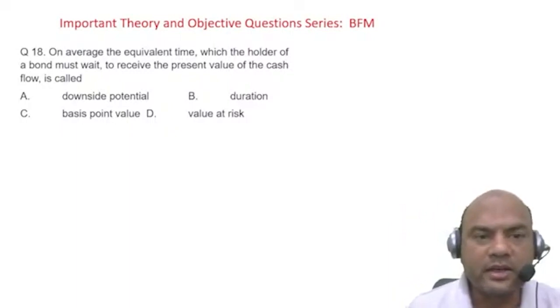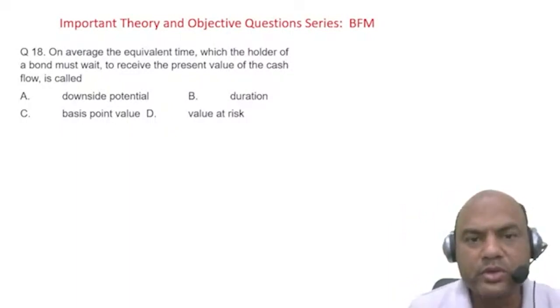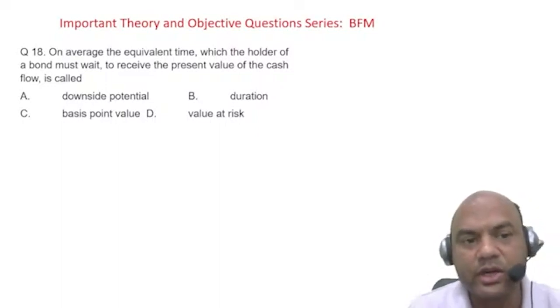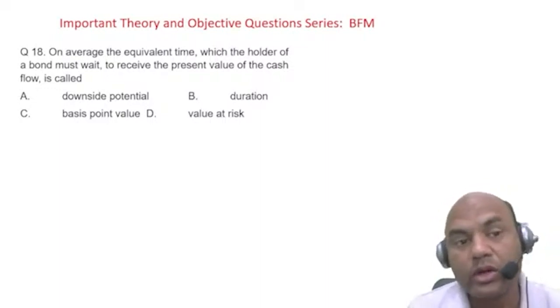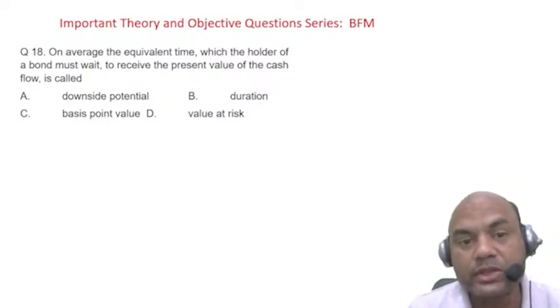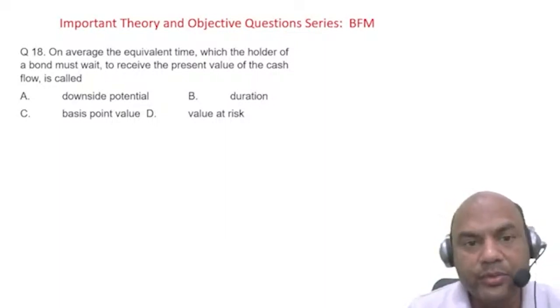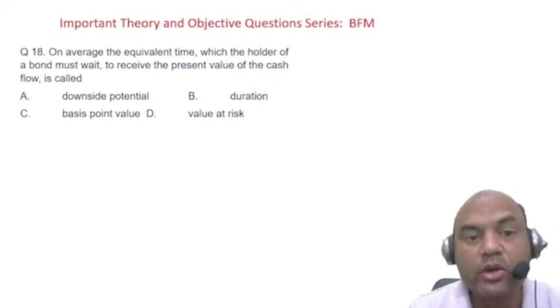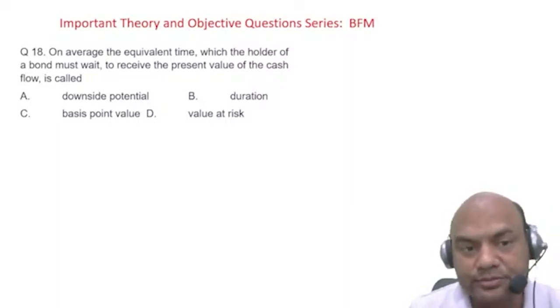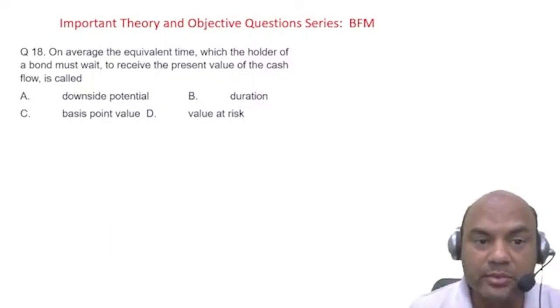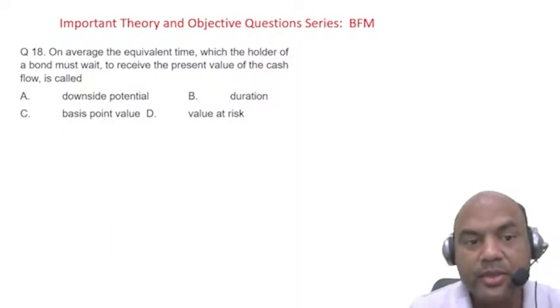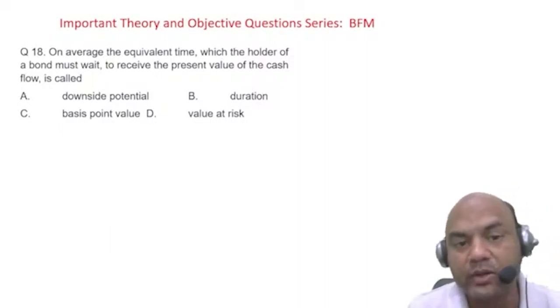On average, the equivalent time which the holder of a bond must wait to receive the present value of the cash flow is called as what? On average equivalent time which the holder of the bond must wait means, suppose I'm holding a bond, what is the average time for which I must hold this bond to receive the present value is known as what? Downside potential, duration, basis point value, and value at risk.